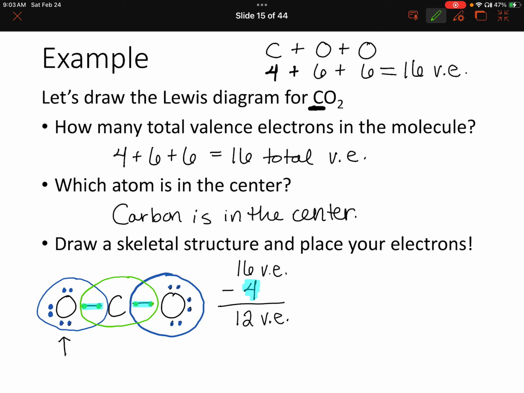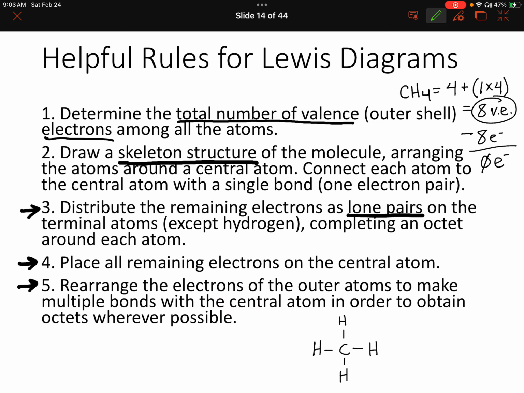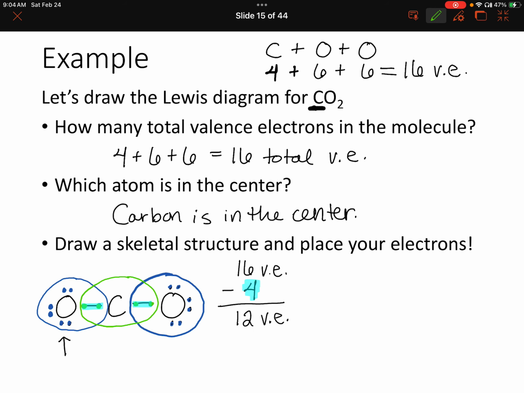But luckily, we can move electrons around. So if we go back a slide, remember in number 5, we said that we can rearrange the electrons of the outer atoms to make multiple bonds with the central atom in order to obtain octets wherever possible. Okay, so let's actually move, let's see, carbon still needs 4 more electrons.